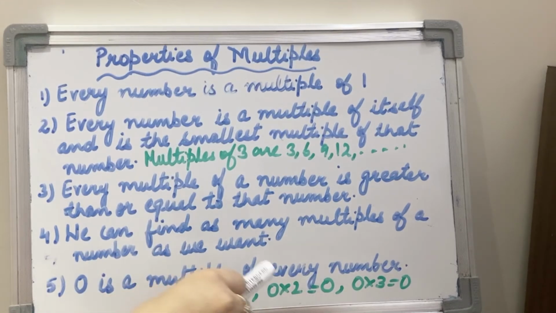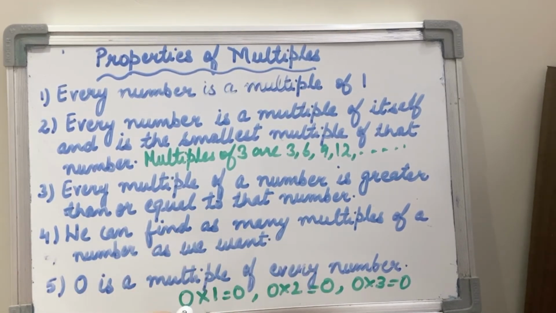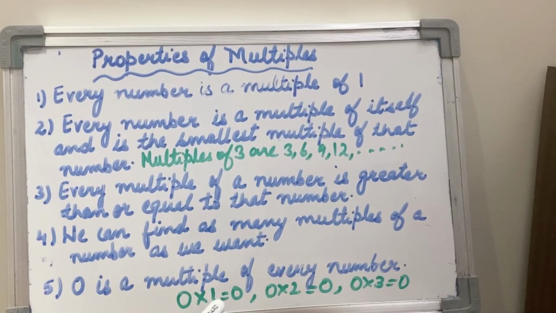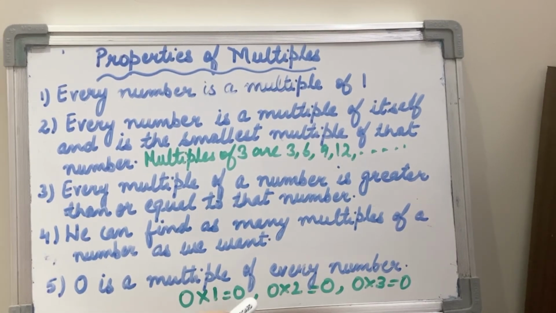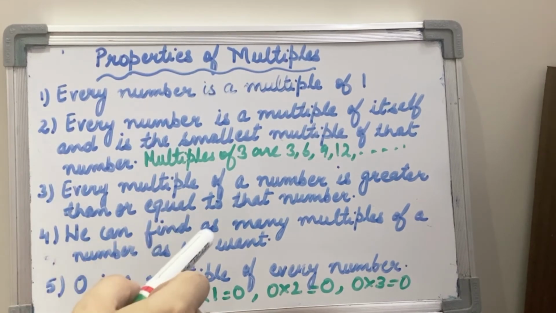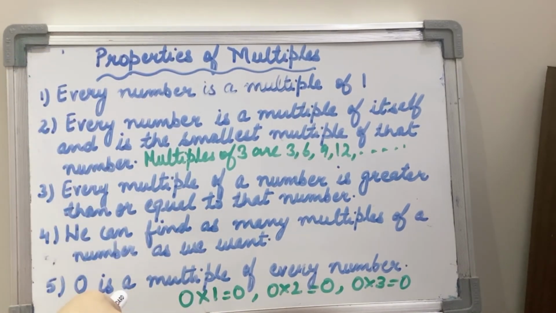Now 0 is a multiple of every number, because whenever 0 is multiplied with any number, you get 0. 0 into 2 is 0, 0 into 3 is 0, 0 into 4 is equal to 0. So these are all the properties of multiples.